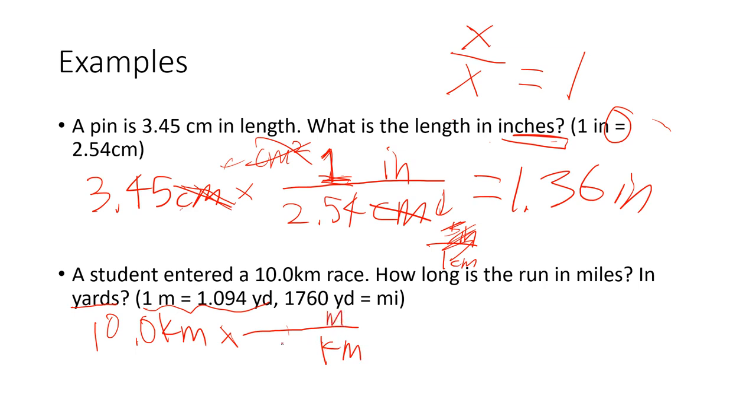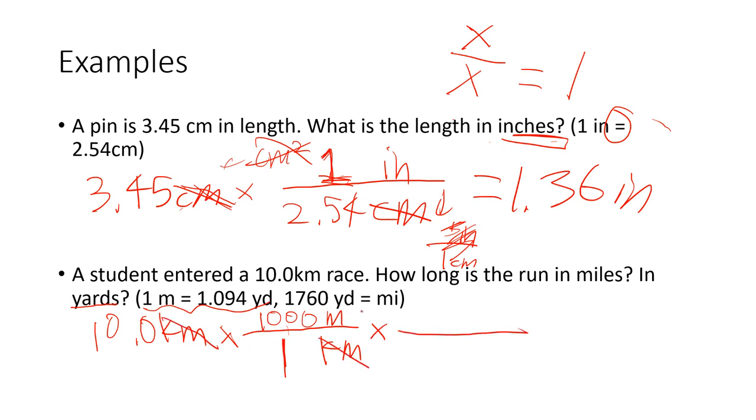Kilometers is the bigger unit, so I make kilometers 1, and I also know I want to cancel out kilometers, so I have to put it at the bottom. How many meters are in 1 kilometer? Simple, 1,000, right? Just knowing your prefixes. Okay, so now I've canceled kilometers. All I've got is meters, right?